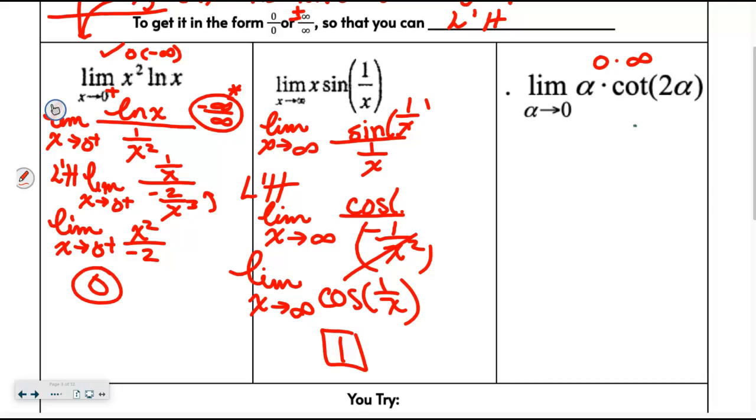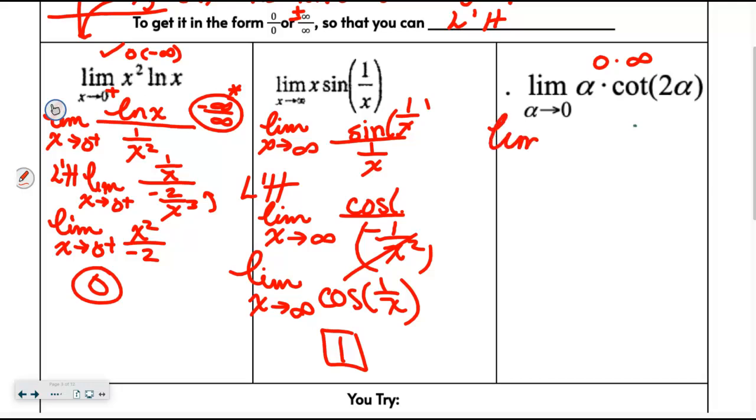Another thing is, I don't like cotangent, I don't like cosecant, and I don't like secant. Do you guys? Which ones are more user-friendly? Sine, cosine, tangent, correct? I would go to them as soon as possible. So I'm going to show you this one two ways.